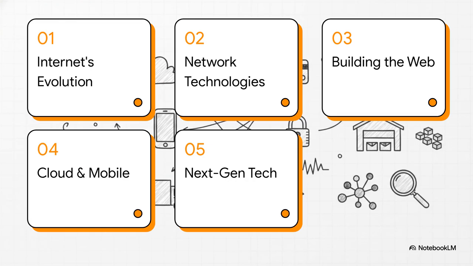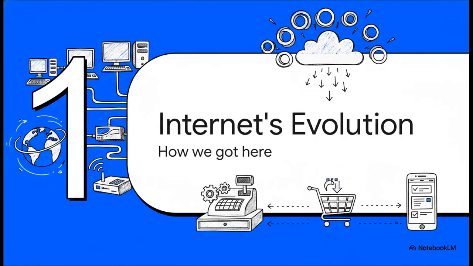So here's our roadmap for today. 1. The internet's evolution. 2. Core network technologies. 3. Building the web. 4. Cloud and mobile disruption. And 5. Next-gen e-commerce tech. All right, let's kick things off with part 1, the internet's evolution.